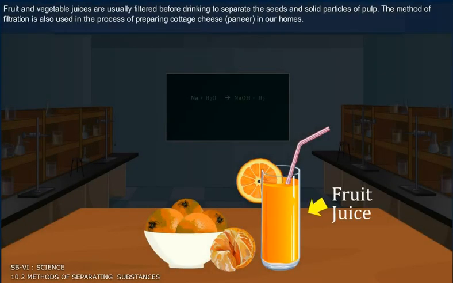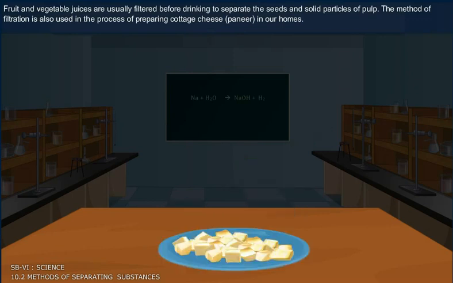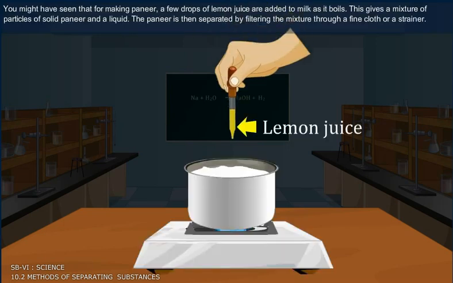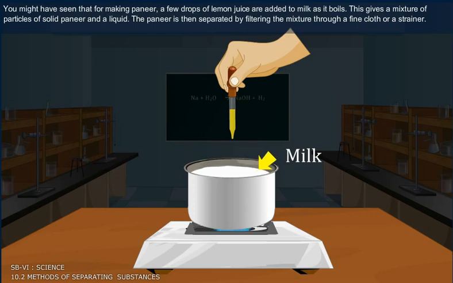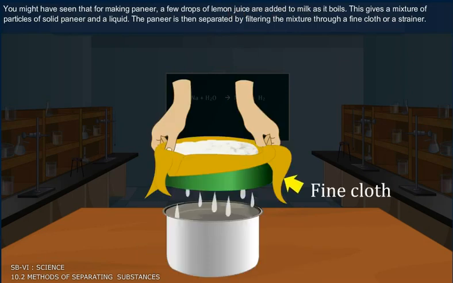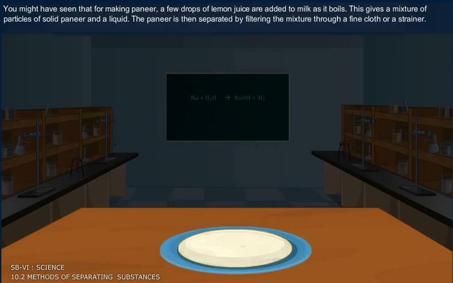Fruit and vegetable juices are usually filtered before drinking to separate the seeds and solid particles of pulp. The method of filtration is also used in preparing cottage cheese, that is paneer, in our homes. For making paneer, a few drops of lemon juice are added to milk as it boils. This gives a mixture of particles of solid paneer and a liquid. The paneer is then separated by filtering the mixture through a fine cloth or a strainer.